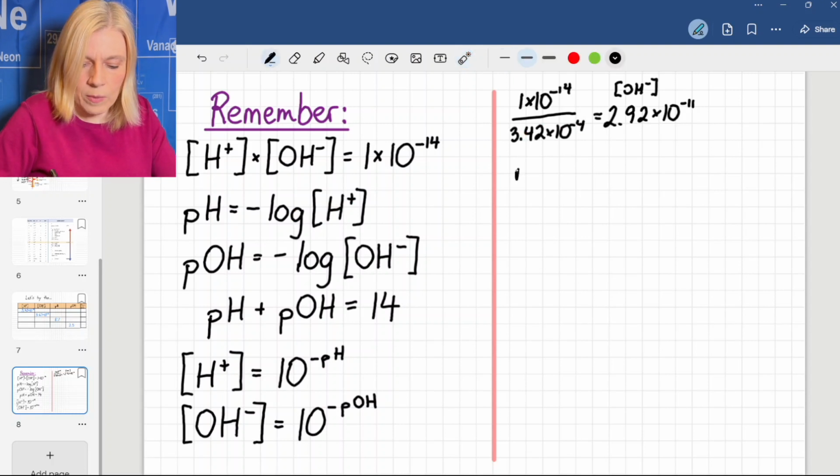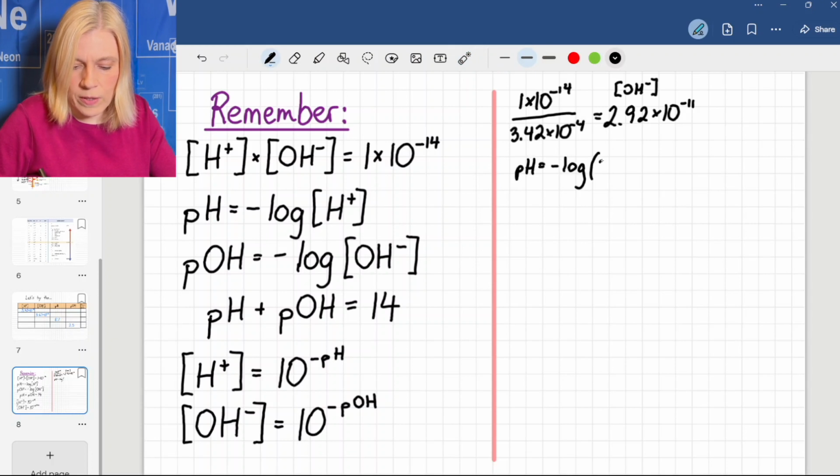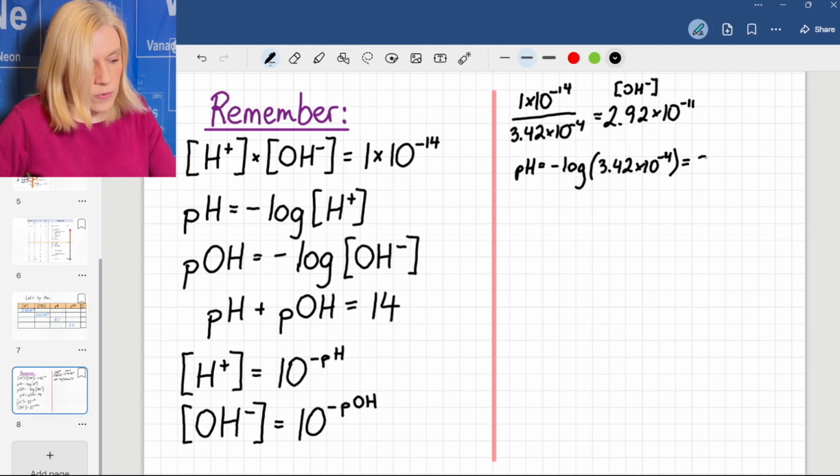So our pH equals negative log of 3.42 times 10 to the negative 4. And this will be 3.47. And what is my pOH?